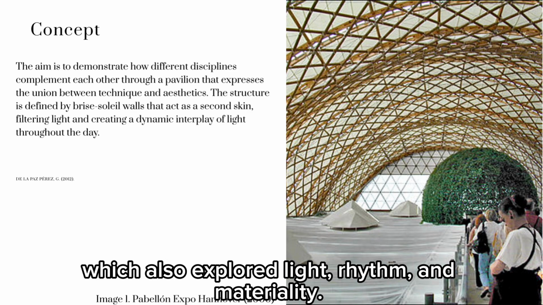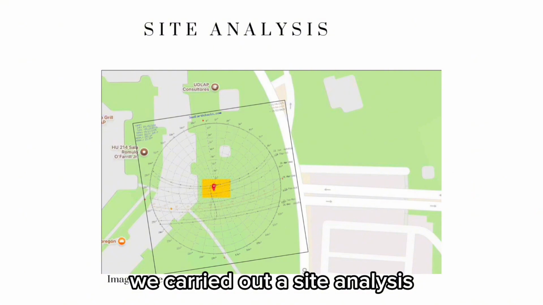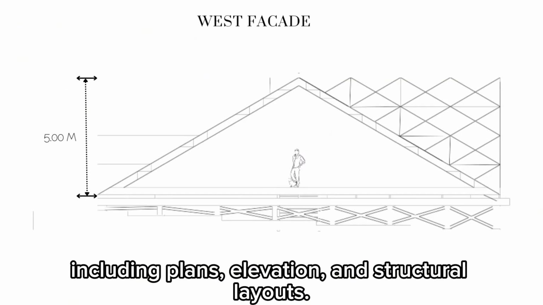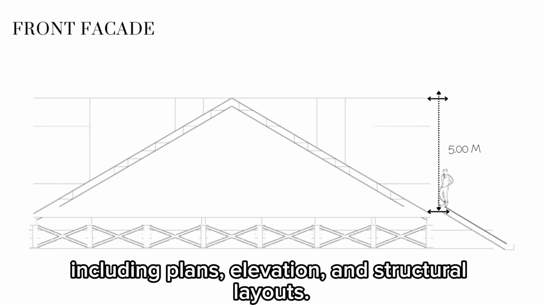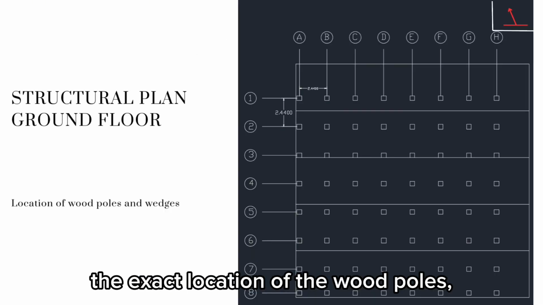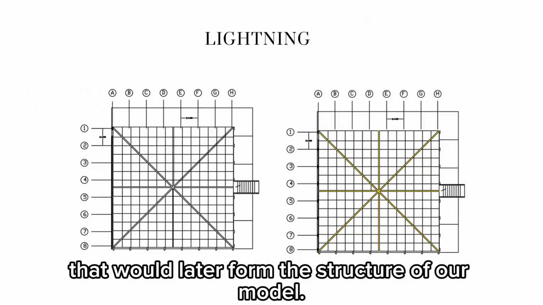Before starting the model, we carried out a site analysis and developed architectural drawings, including plans, elevation, and structural layouts. These drawings helped us understand the exact location of the wood poles, wedges, beams, and stringers that would later form the structure of our model.